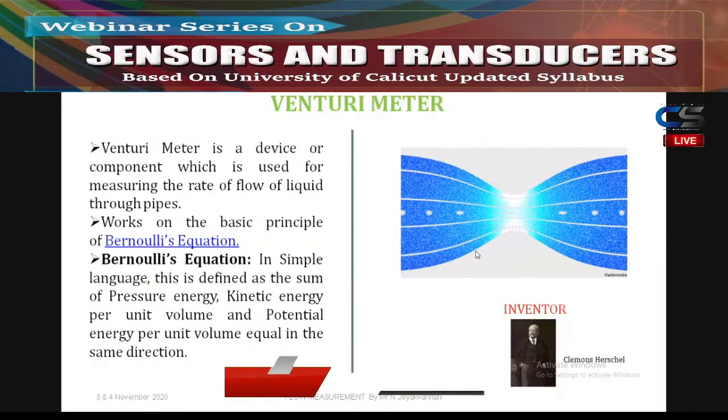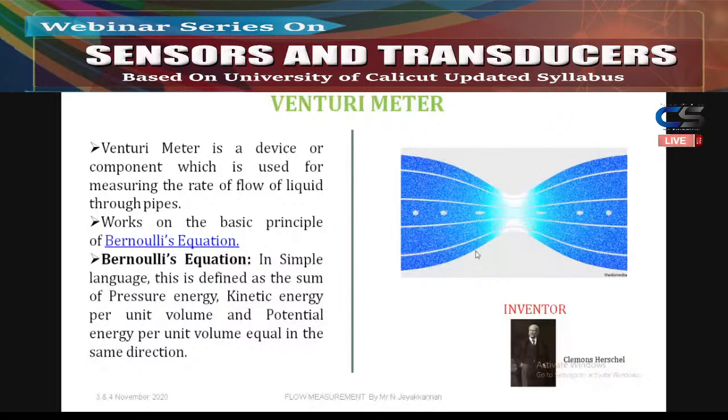They measure the rate of flow of the liquid through the pipes. And in industrial environments, they also measure the flow of liquids. So whenever there is a measurement of the rate of flow of a liquid, the venturimeter is a device used for measuring that.